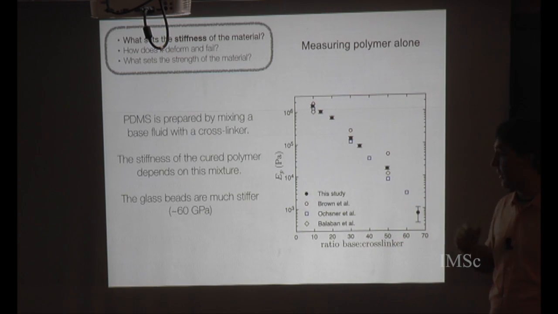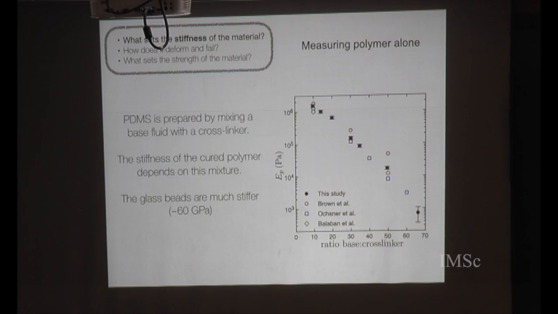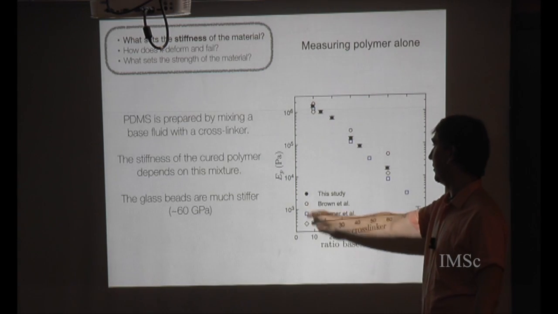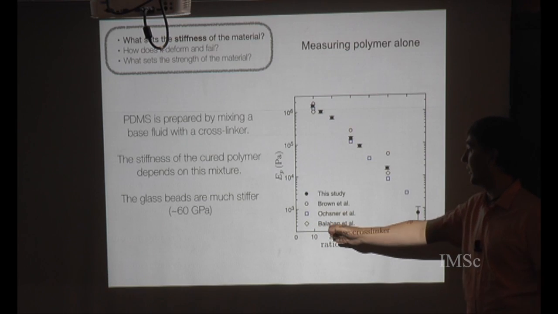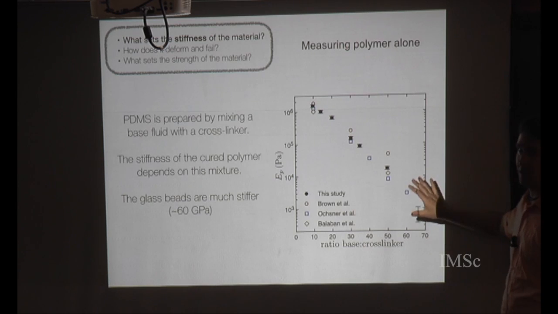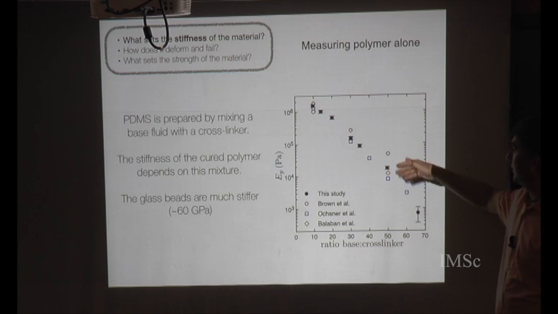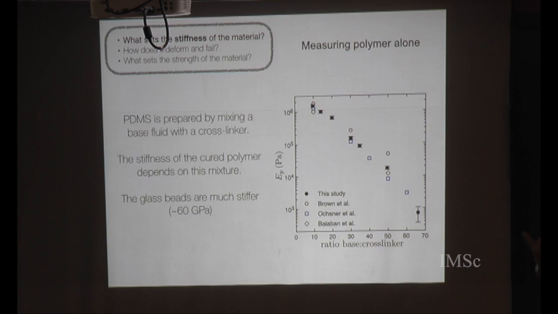The polymer, depending on how much cross-linker you have, has a Young's modulus varying between a kilopascal and a megapascal. The stoichiometric ratio is 10 to 1. So if you use less cross-linker than that, you have a softer material. The very softest ones are actually tacky to the touch, so they're a little viscous as well. Those ones sometimes have peculiar characteristics. Our data is the black, the rest are other measurements of this. PDMS is a well-known material, it's used in microfluidics, so it's a well-studied material. So our data is consistent with that.